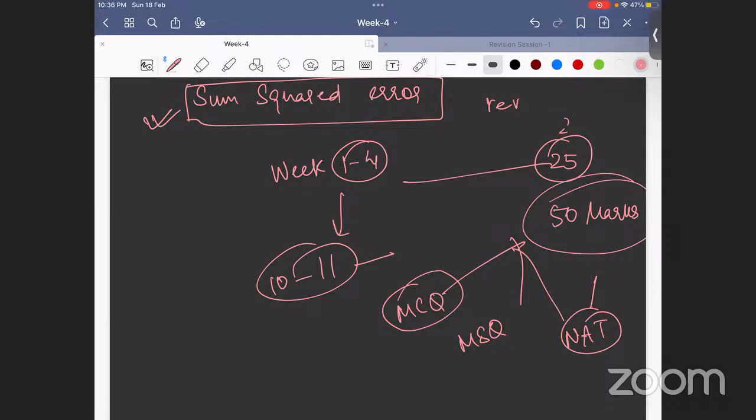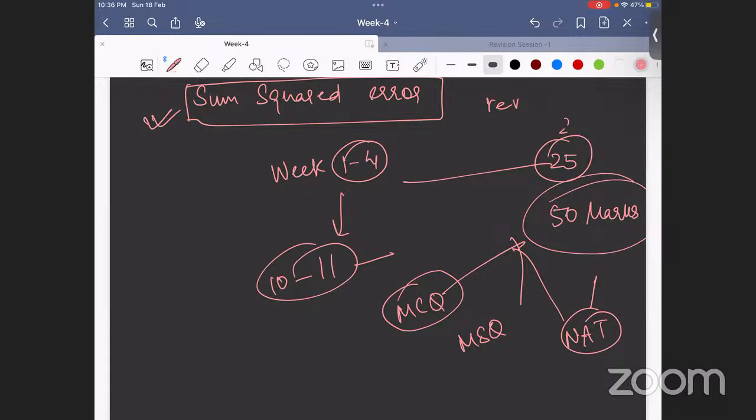Got an idea, right? Yes, sir. All the problems will be simple to moderate. As far as I have seen the paper, none of the questions was difficult. Out of all those 12 questions that were present there, all the questions are easy to moderate. And in the revision session, I'll give you an idea of the important portions that you should be going through.